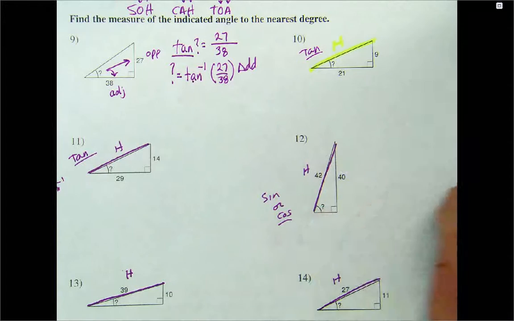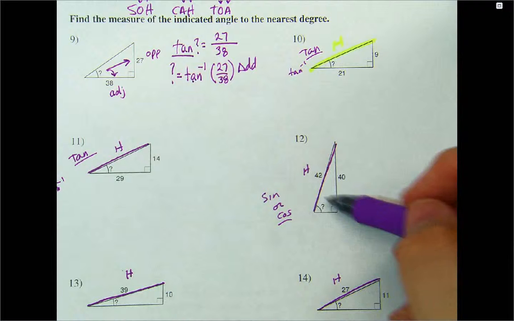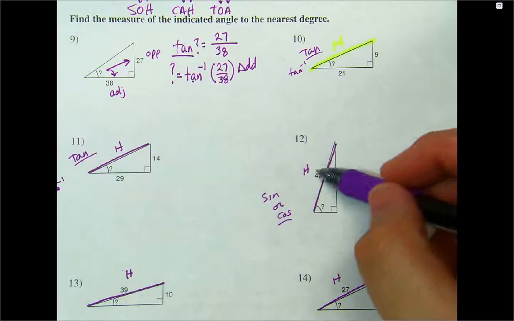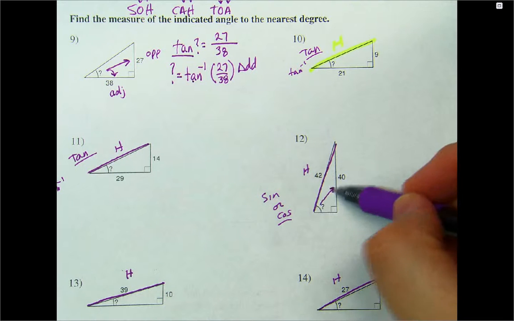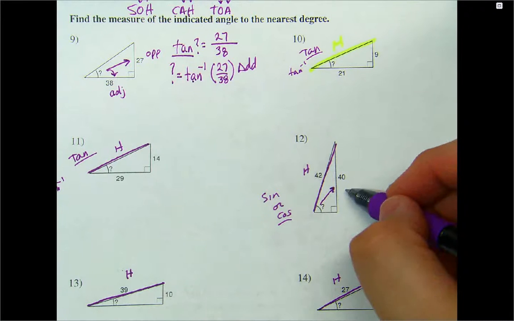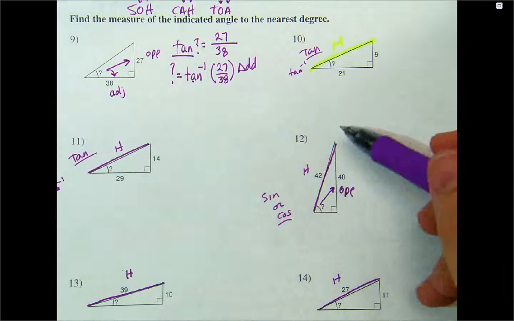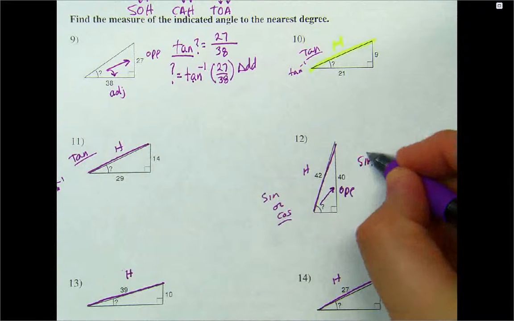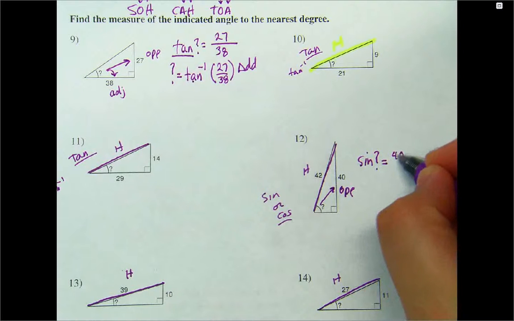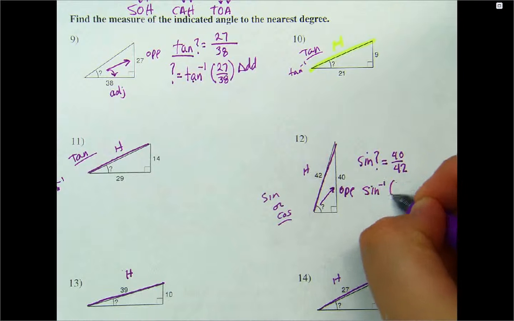Now for these, we got to figure out, alright, do I have an opposite? Since I have a hypotenuse, is that 40 an opposite or an adjacent? Yep, it's an opposite. So the opposite, the one with the O, is going to be the sine. So I know the sine of whatever that angle is is 40 over 42. So I have to use the inverse sine of 40 over 42. And that's going to be equal to whatever my value is going to be.